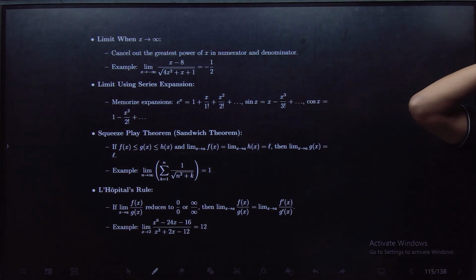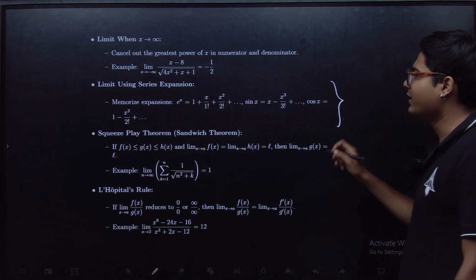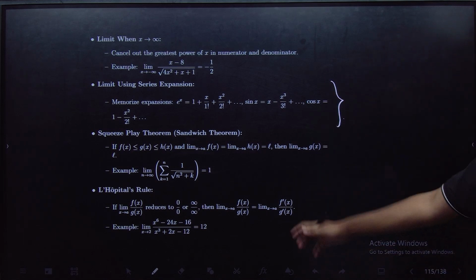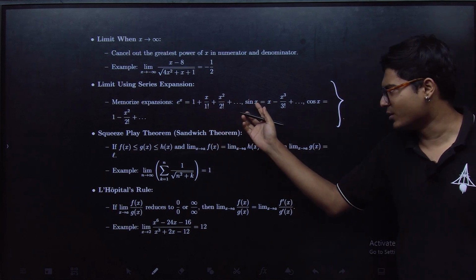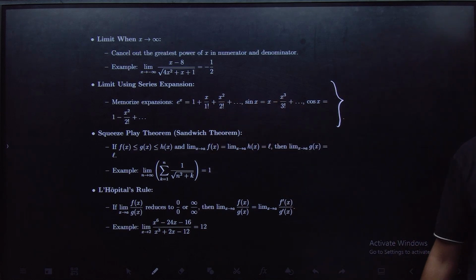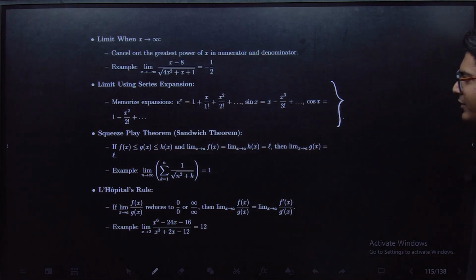Sometimes you might also need to look at the Taylor series expansion of the functions, right? So a few ones that you need to remember are e to the power x, sin x and cos x, right? E power x has the Taylor series, which is 1 plus x by 1 factorial plus x square by 2 factorial, so on and so forth. Sin is basically the odd powers of x with an alternating sign in between. Cos is the even powers of x with an alternating sign in between, right?